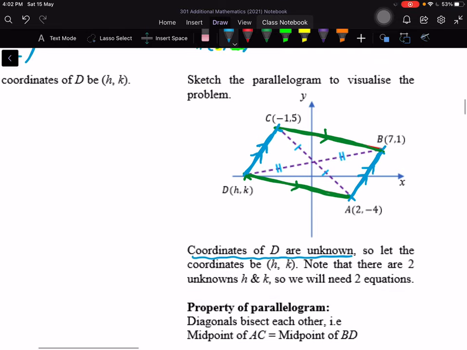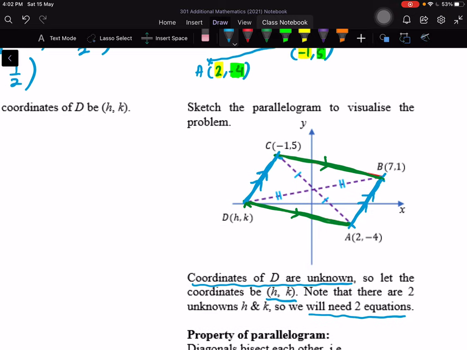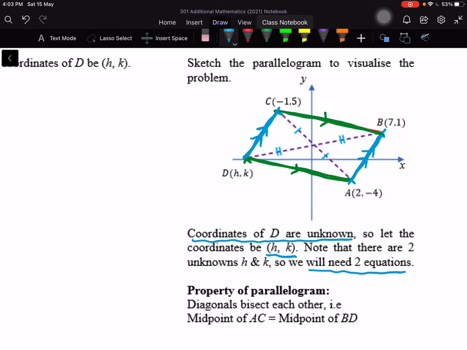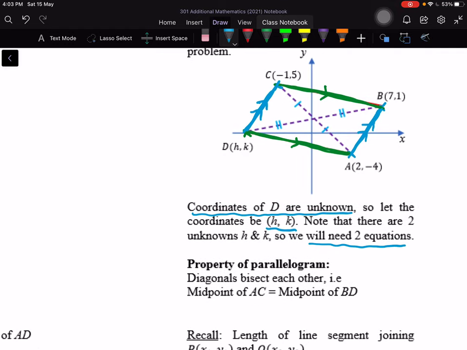If both x and y coordinates are unknown, one strategy is to give them letters, for example H and K. Once you give two unknowns, you need to expect to find two equations in order to solve for both H and K. Now, how can we make use of what we have found earlier to find the coordinates of D? The way to do it is to use the property of a parallelogram. One very useful property in this case is that for a parallelogram, the diagonals will bisect each other.